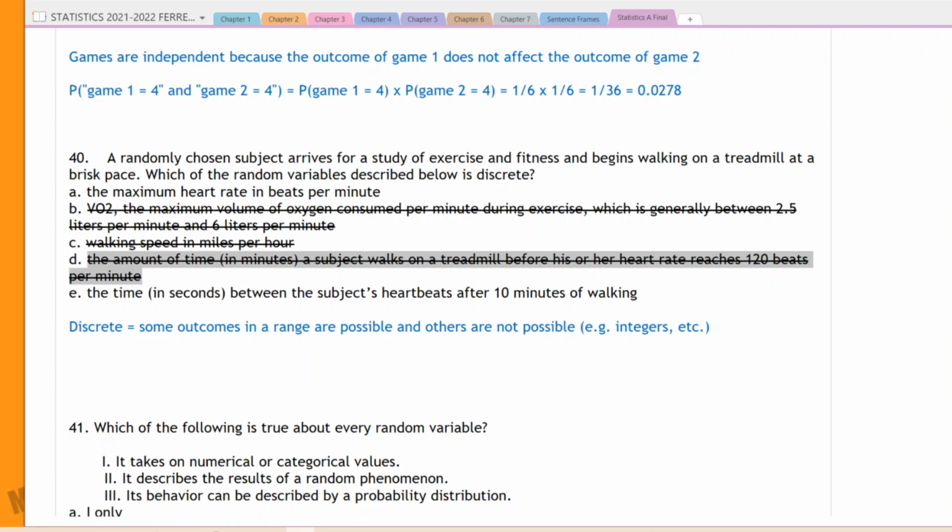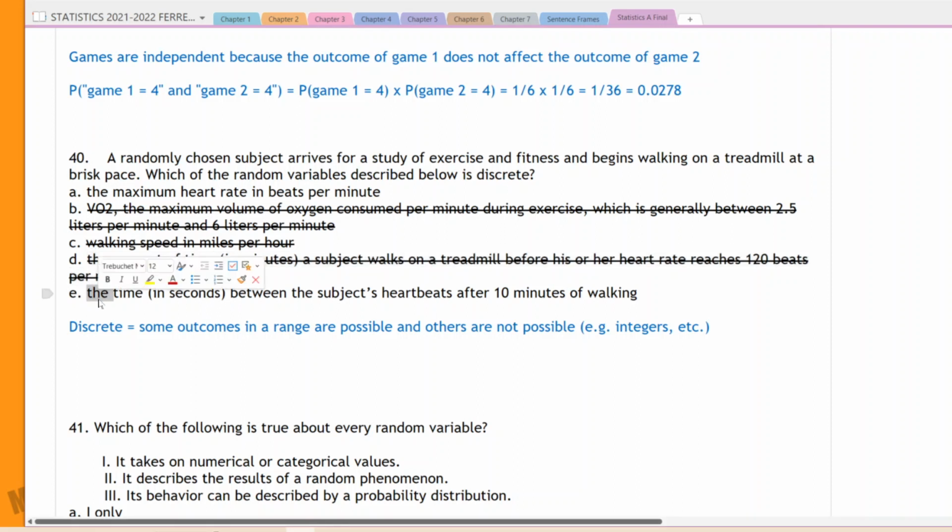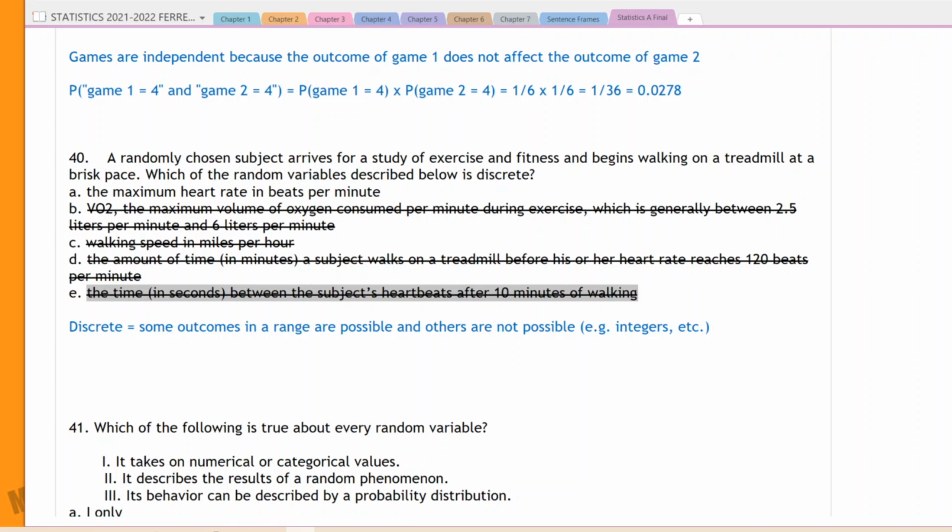And then the last one here is the time between subject's heartbeats after 10 minutes of walking. And you can definitely dice up a second as much as you want. Milliseconds are definitely a thing that exists. So that time is not going to be great.